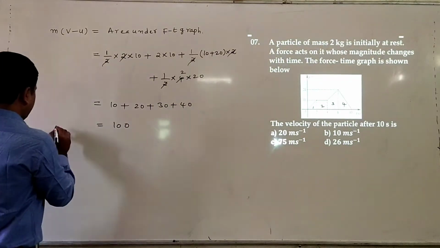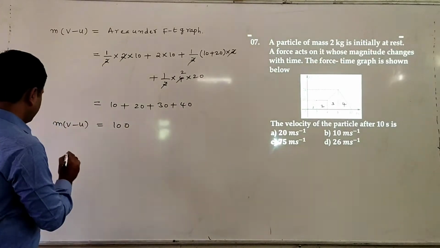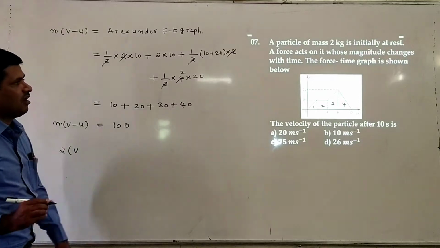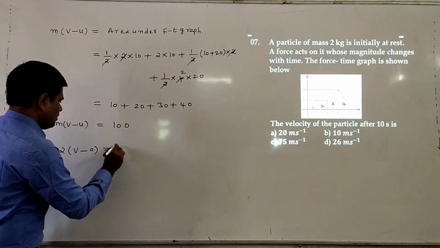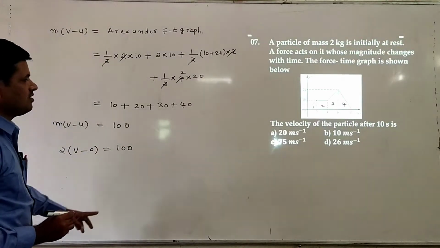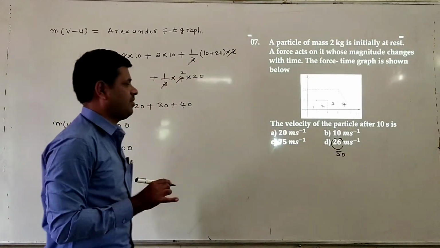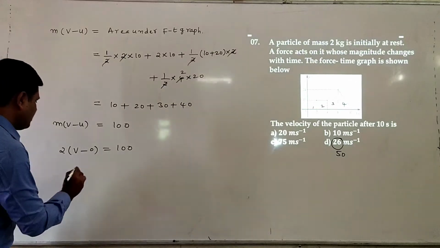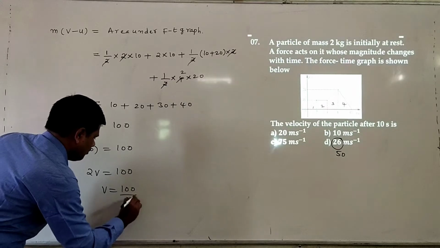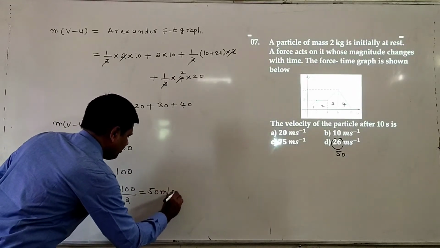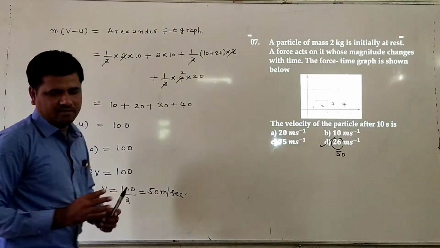Now this is the change in momentum, m into (v minus u). The mass is given as 2 kg. Here we have to find the final velocity. Initial velocity is 0. This is equal to 100. The fourth option is 50 meter per second, which is given in your paper. So 2v is equal to 100, v is equal to 100 by 2, which is 50 meter per second. Now which option is correct here? D option is correct.